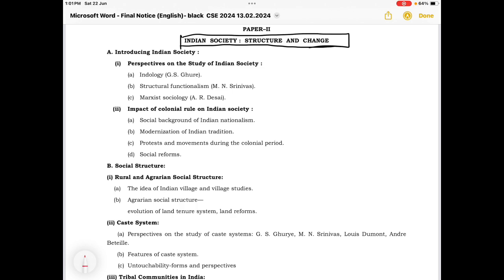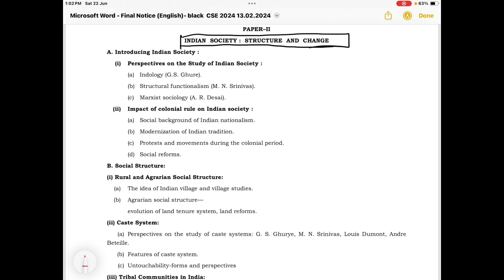But one thing you should remember: it's not the case that in paper 2 only Indian thinkers come up, or that you will only come across Indian thinkers' names. Western thinkers have also come to India, they have researched and studied our society in a very effective manner. What different perspectives they have given about Indian society, what they have written for our Indian society, we will study in detail in this paper too.